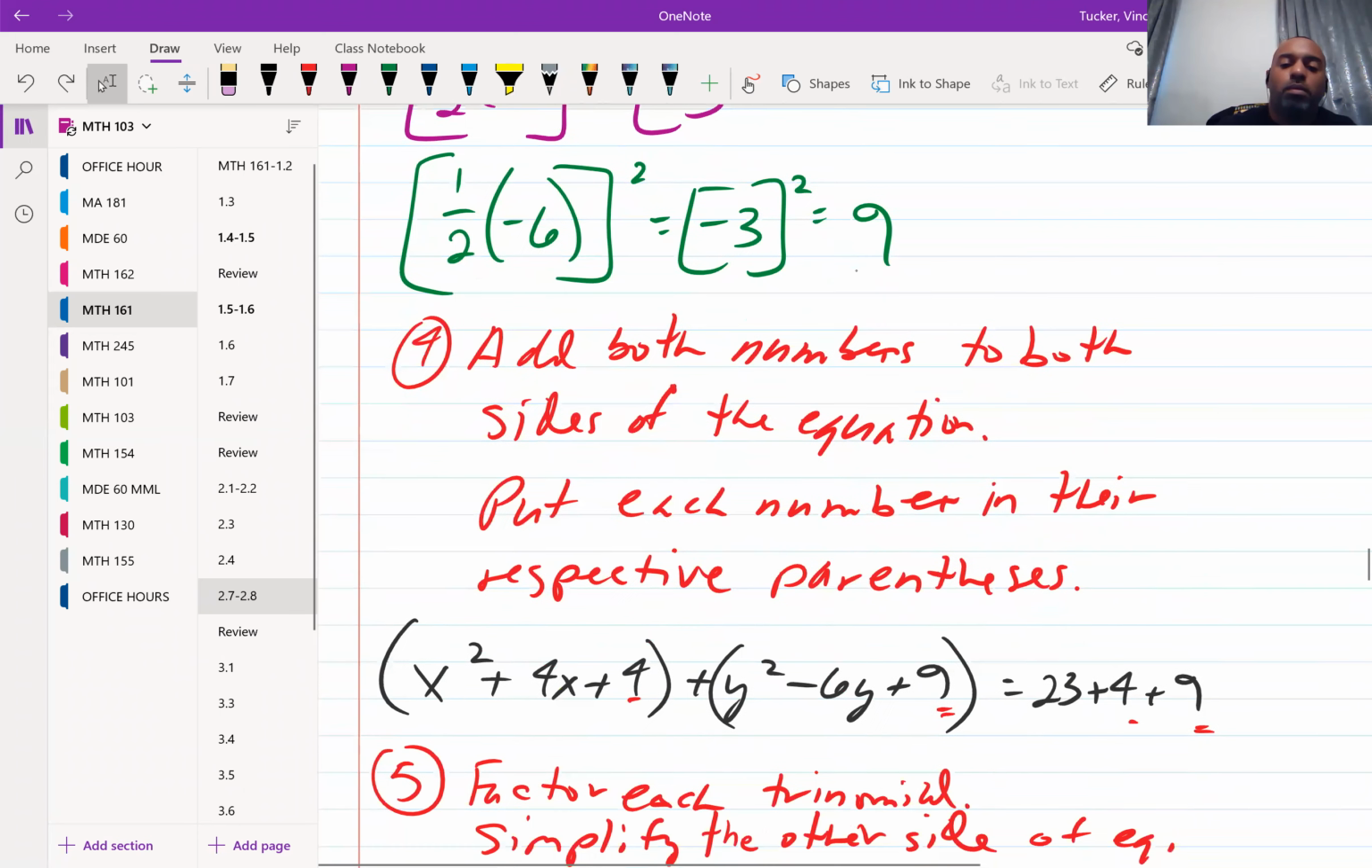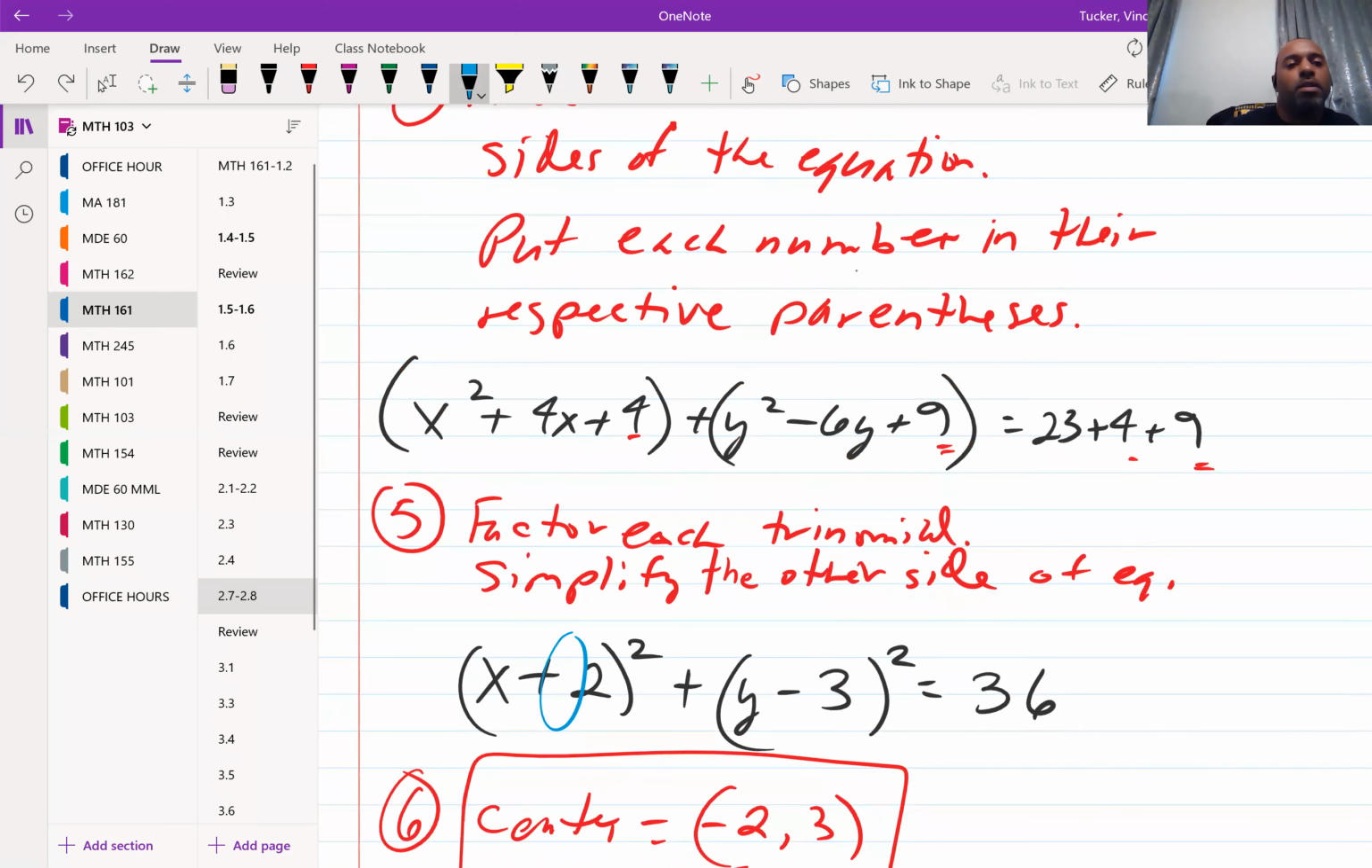So now we can factor those trinomials. Once again, goes back to completing the square. If you have any problems with your factoring, whatever half your b term is what goes here. So that's why we have x plus 2, y minus 3. And then 23 plus 4 plus 9 would be 36.